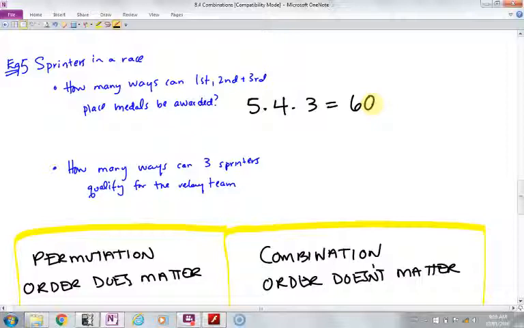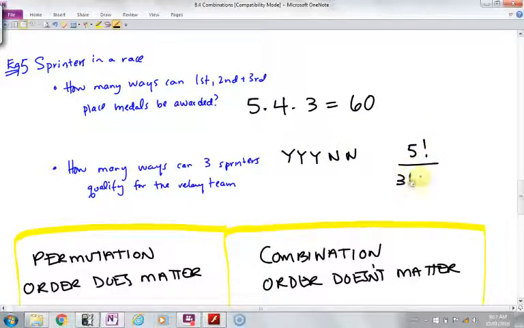Okay. So think about this. We've got 5 sprinters. 3 of them are going to be yeses. They're going to go on to the relay team. And 2 of them are going to be no's. Okay. And we don't know which ones are which. It depends on how they finish in the race. But how can I arrange those 5 letters? You know how to do it.